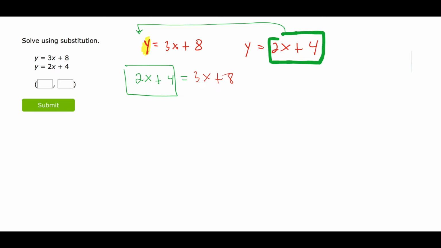I'm just going to rewrite this. 2x plus 4 equals, notice these guys are on opposite sides of the equal sign, right? You can't add them together like that. You've got to combine, but you can't add. If I had 3x plus 2x equals 7, then I can combine like that and say that's 5x. But if I have 3x equals 2x plus 7, then you've got to subtract 2x because you're on opposite sides of the equal sign.